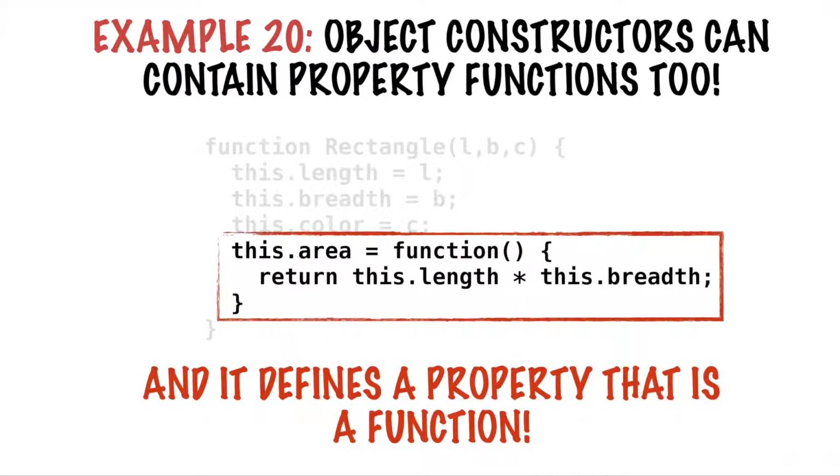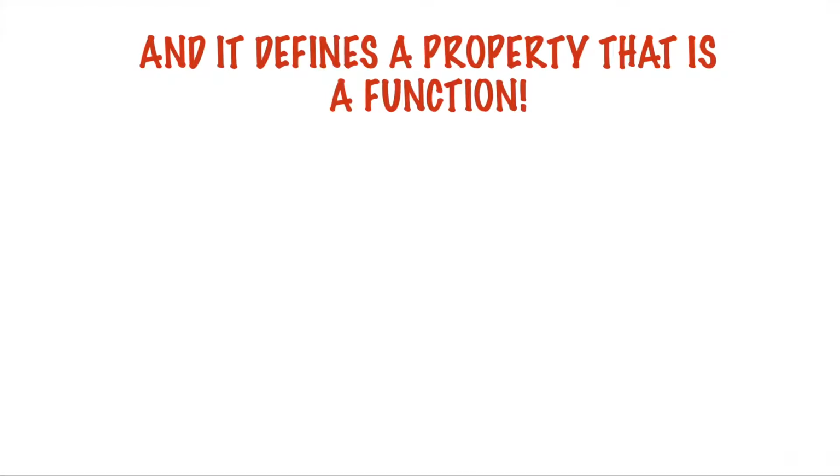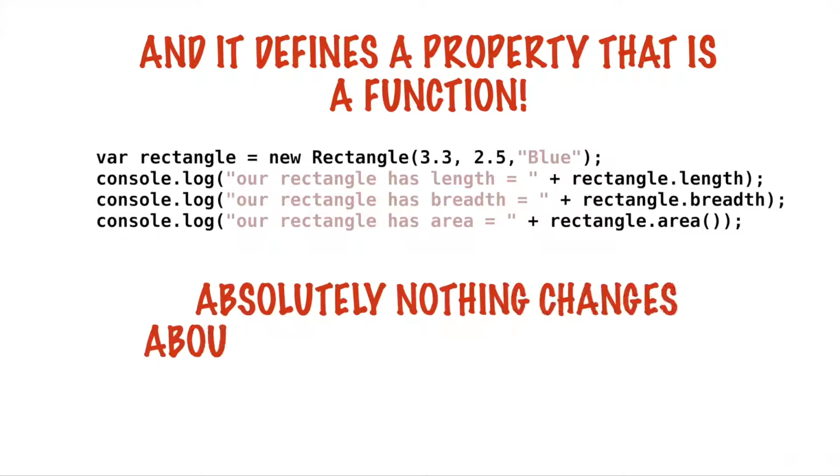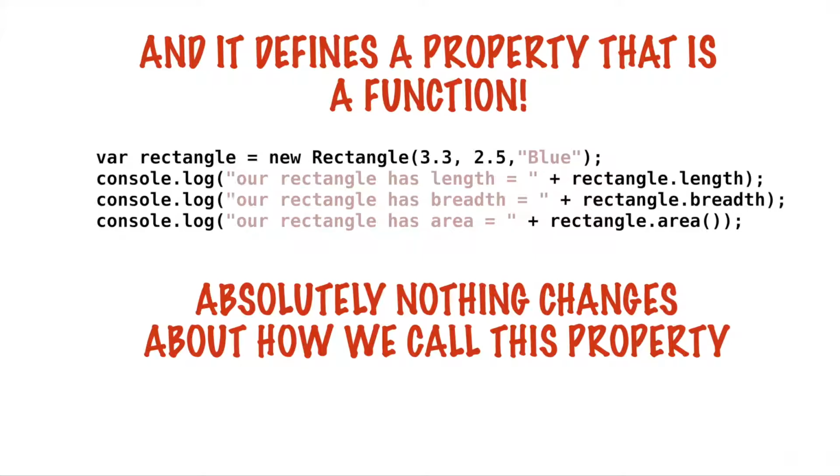A property function that has been defined using an object constructor is no different from a property function defined using JSON notation. You call the function on that object in exactly the same way as before. You can see the JavaScript statements on screen. Nothing changes about how we call this property. The area property still has to be invoked like a method.